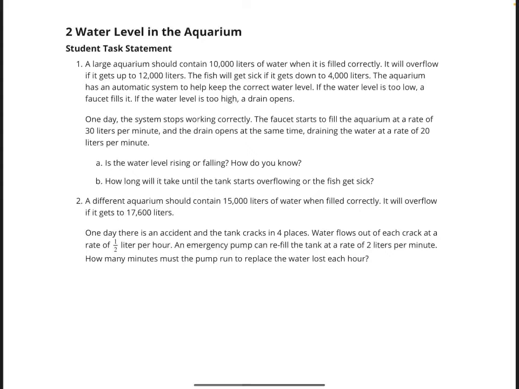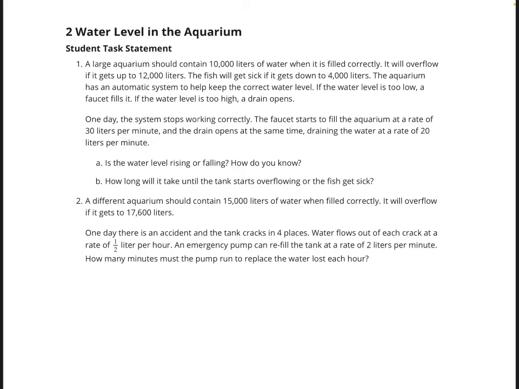Okay, guys, let's look at the second student task statement called water level in the aquarium. A large aquarium should contain 10,000 liters of water when it is filled correctly. It will overflow if it gets up to 12,000 liters. The fish will get sick if it gets down to 4,000 liters.